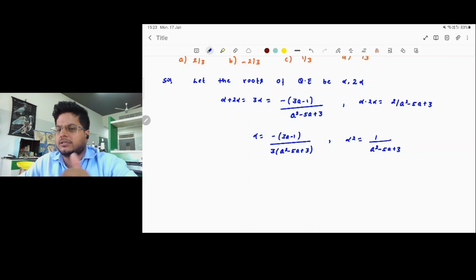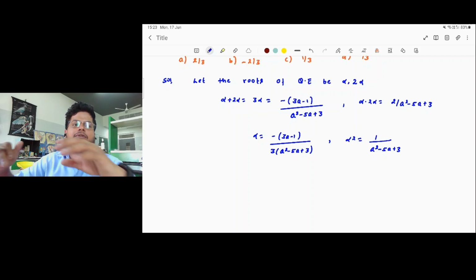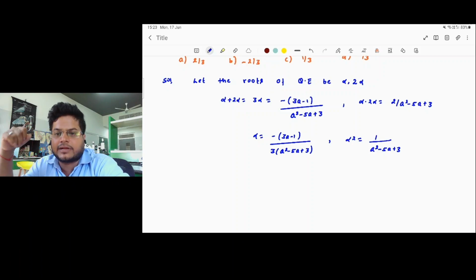Now imagine, think this way, alpha is there, alpha square is there. Our target is to eliminate alpha. Or you think this way, how can we relate these coefficients? When you want to find the value of a, we should have some equation, isn't it? And that equation we can solve, and then we can try to get the result.